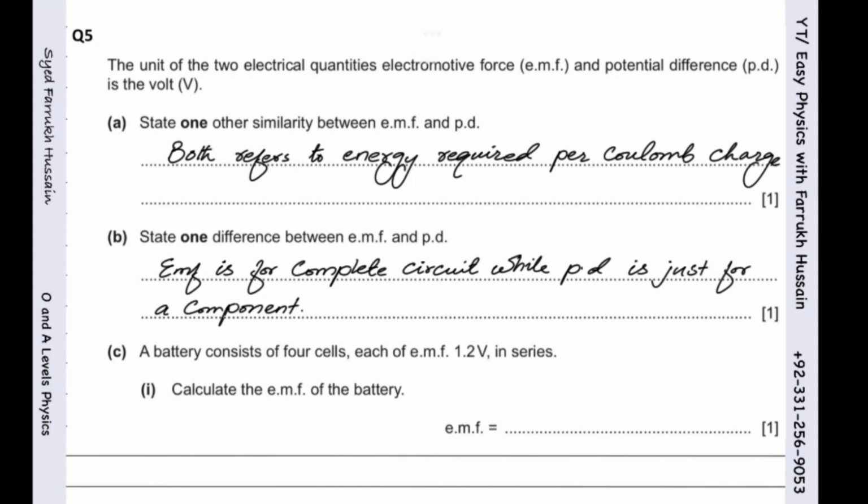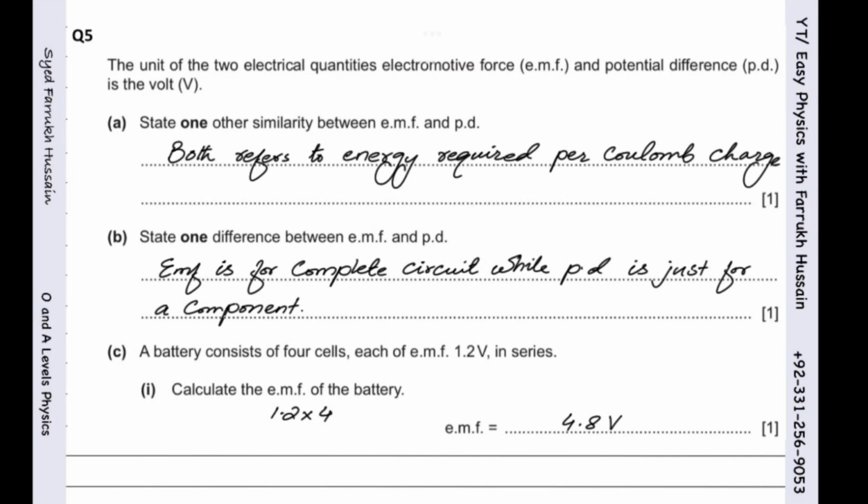Okay. Part C. A battery consists of 4 cells, each of EMF of 1.2 V in series. Calculate the EMF of the battery. In series, so isn't the voltage the same? No, you have to add 1.2 times 4. You told me the voltage in series always stays the same, or is that current? In parallel it is the same. Yeah, parallel. Oops.